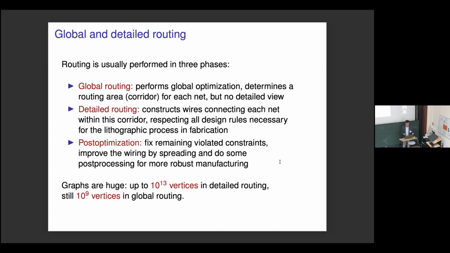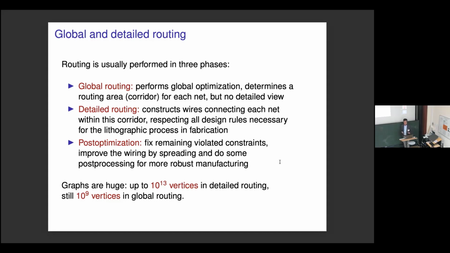Then, of course, with the global routing, we will ignore all the local constraints. So in the end, we can't ignore them. So we will work out the details in what we call detailed routing. I will talk about this later in this talk also. And then maybe in the end, we have to fix some very ugly constraints that we didn't care about in the previous process. Okay, once again, the graphs are huge.